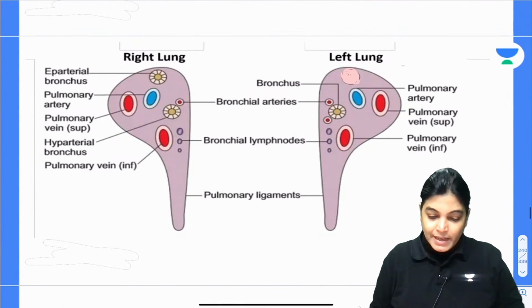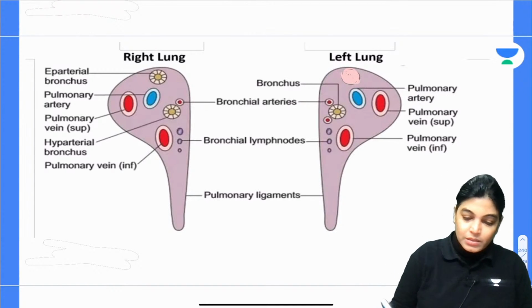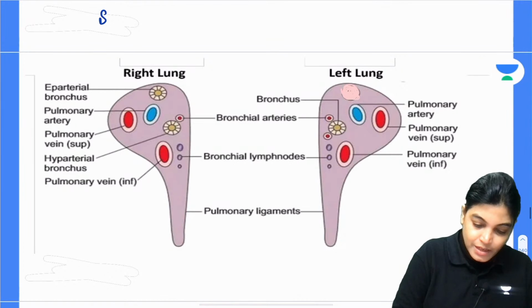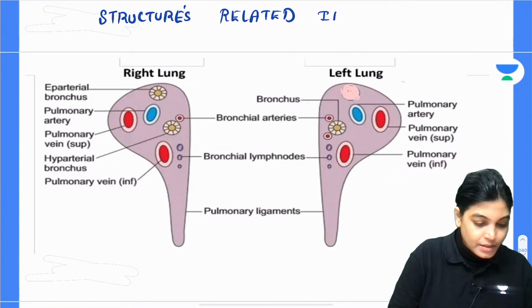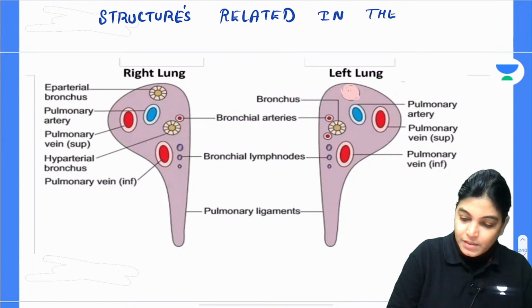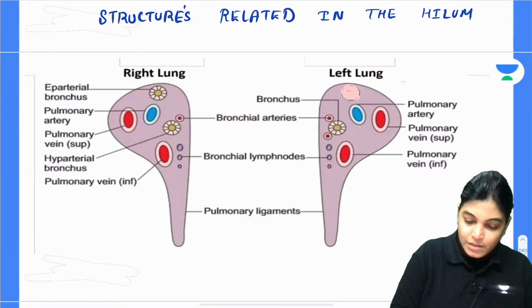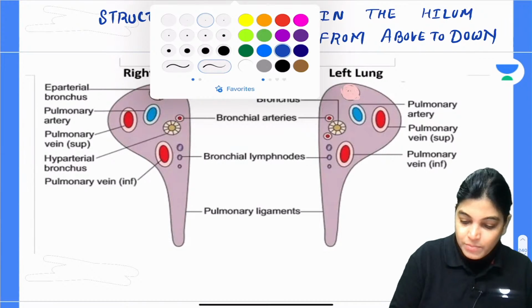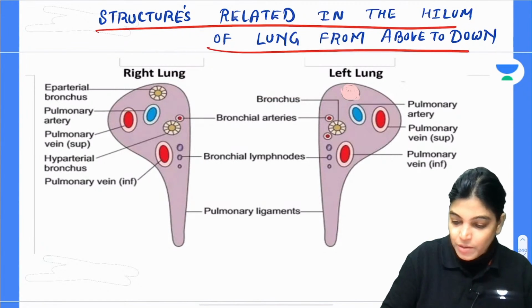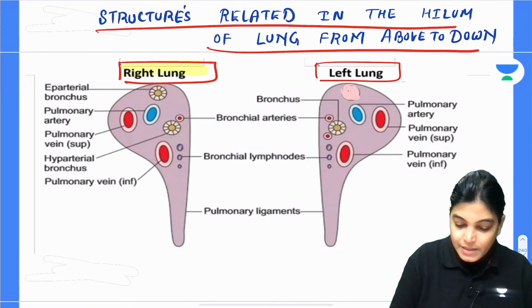So my dear aspirants, see here, you can write the heading: structures related in the hilum of lung from above to down. So let's talk about the relation. Structures related in the hilum of the lung from above to down. One side we have got right lung and the other side we have got left lung. Okay, so let's see the relations.